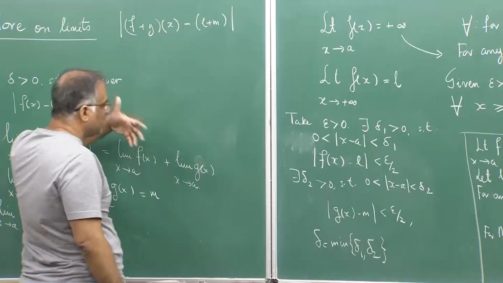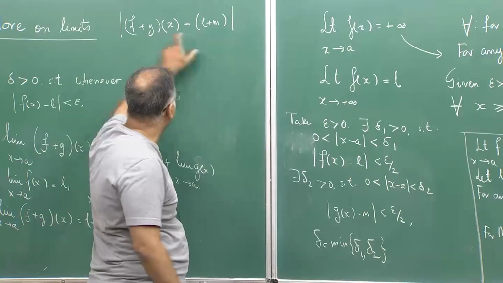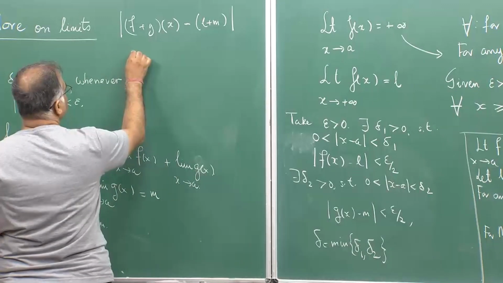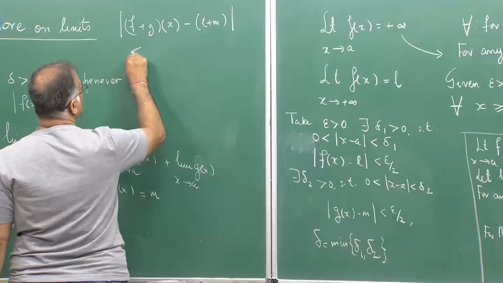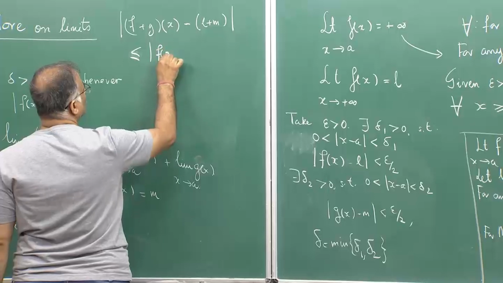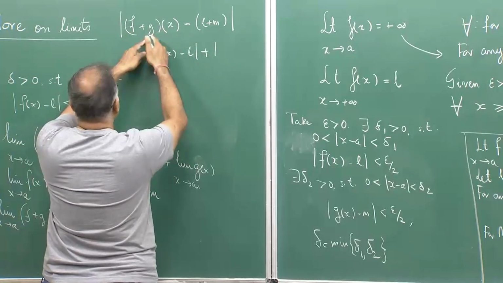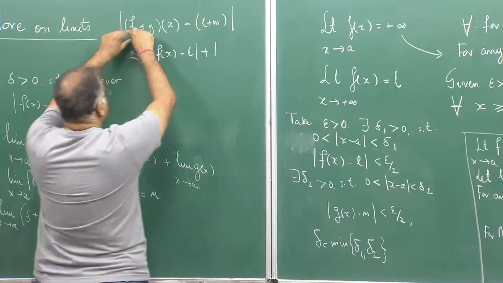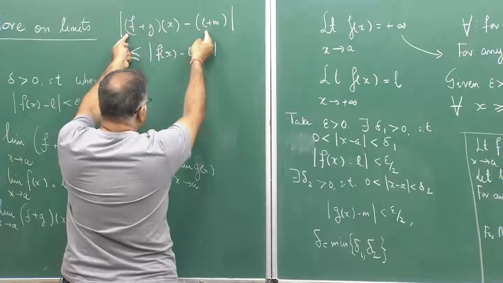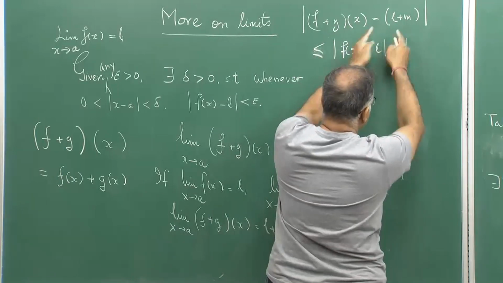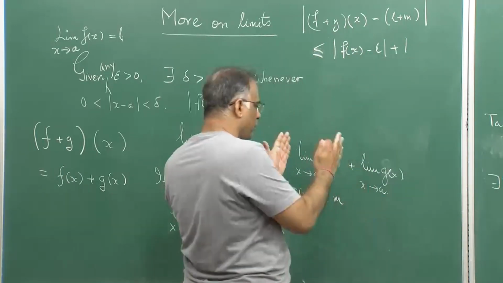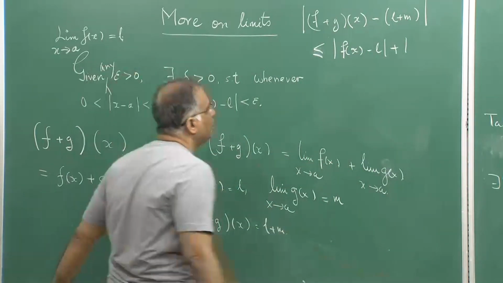So given the epsilon, is this delta the corresponding delta for this? So you just put f(x) plus g(x) using this definition, and then make f(x) minus L plus g(x) minus M, and then use mod of a plus b is less than or equal to mod a plus mod b.